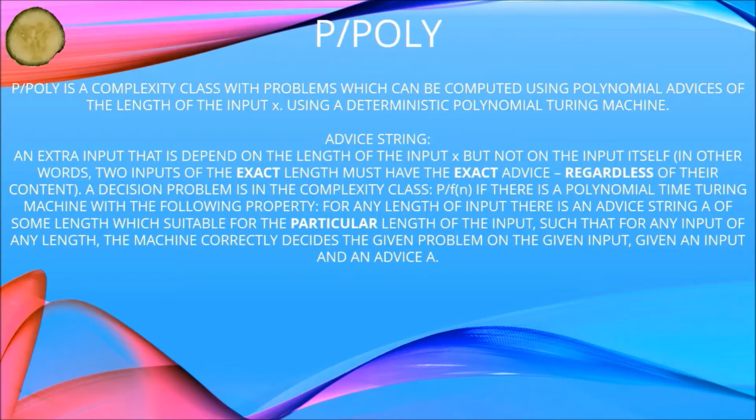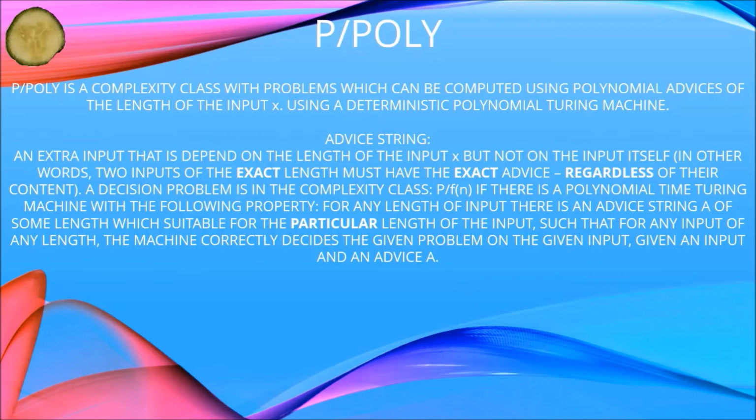P/poly is a complexity class with problems which can be computed in time polynomial in the length of the input x, using a deterministic polynomial Turing machine and an advice string. An advice string is an extra input that depends on the length of the input x but not on the input itself. In other words, two inputs of the exact same length must have the exact same advice regardless of their content.